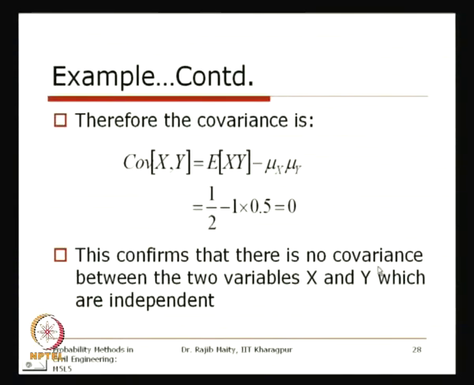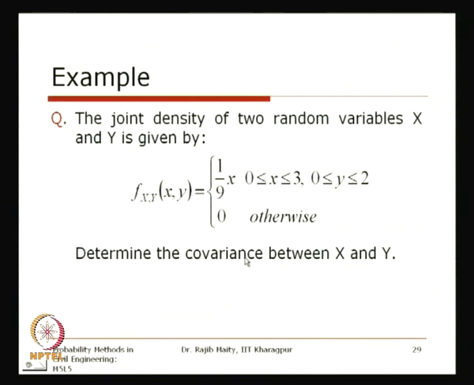So, as they are independent, their covariance would be equal to 0. That is why we can note here that this confirms that there is no covariance between two random variables which are independent. We will take up other similar problems, but for those cases we do not know their individual means. So, we have to calculate their mean as well as their joint moment, that is E[XY], and there we can see what their covariance is.